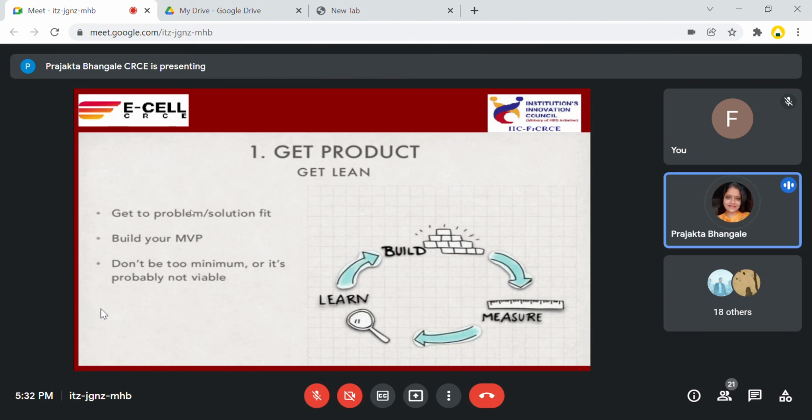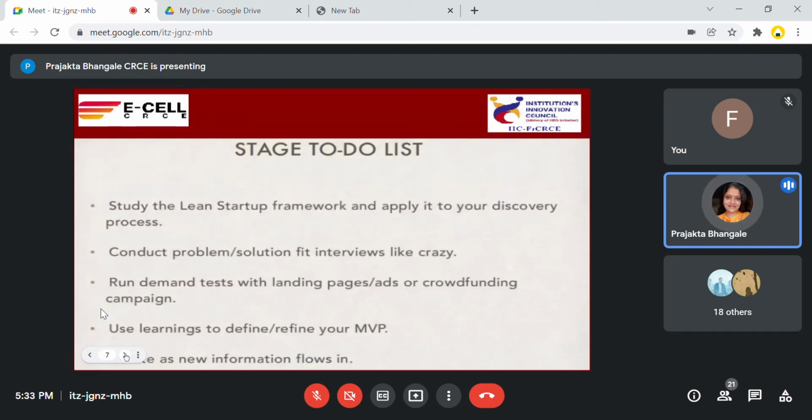Okay. So this is nothing but what is shown over here: build your MVP. That first thing tells you that whenever you are going to find out a solution for the problem, you need to build an MVP, that is your minimum viable product. That is my second stage that we will see later on. But in this first stage, what do we have to do? This is a to-do list for stage 1.